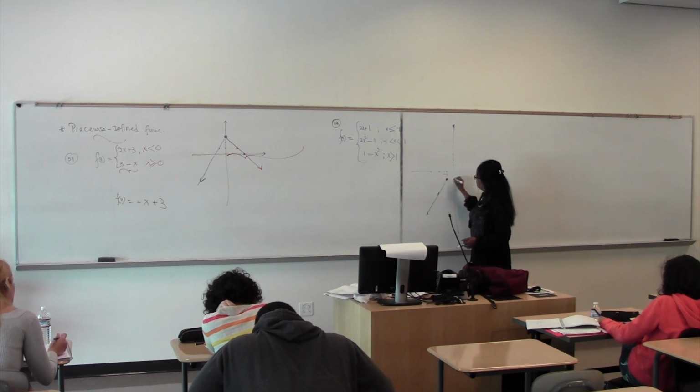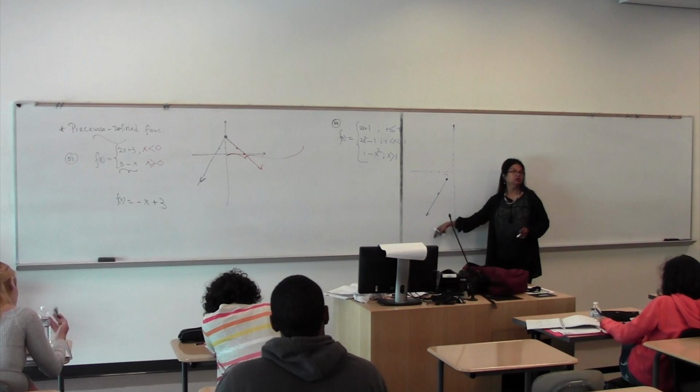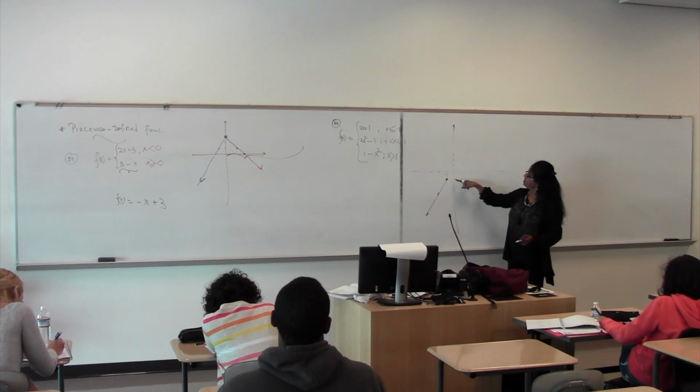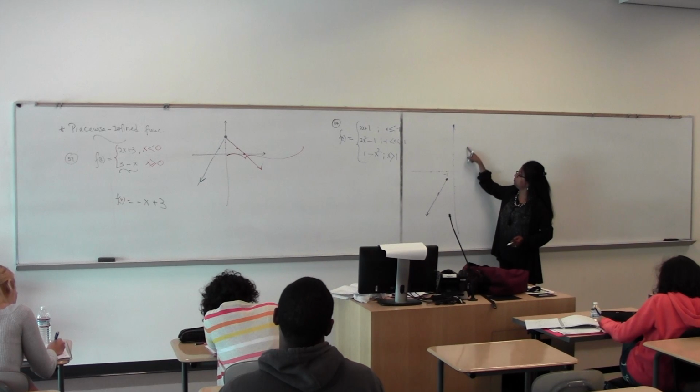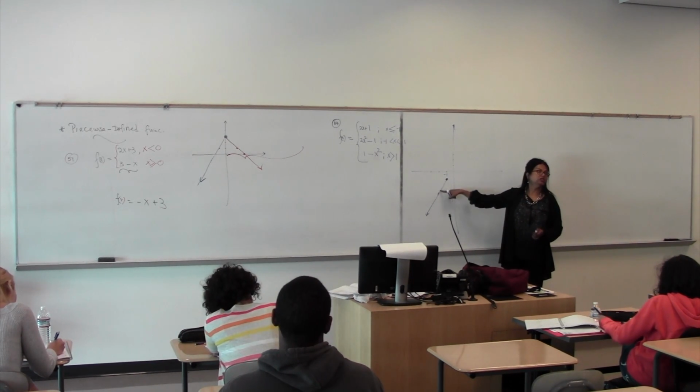Included means you have to make a solid point. And this line goes all the way down, that's what this arrow means. Everybody okay? Now you guys also know why we did not continue this graph all the way like this. You know, right? What's the reason?